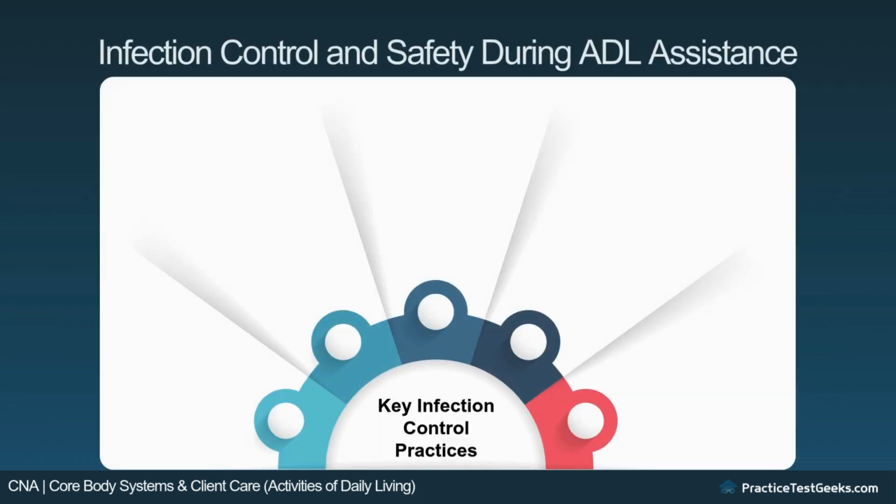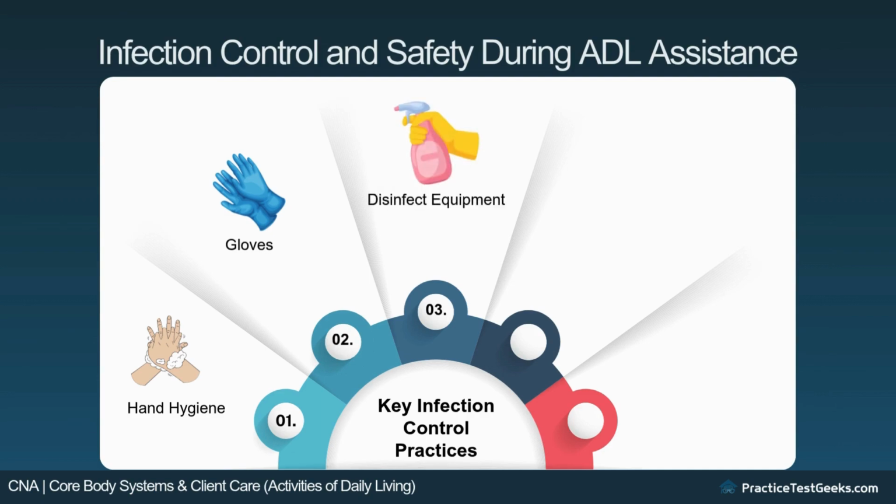Key infection control practices. 1. Hand hygiene. Wash your hands before and after assisting with ADLs to prevent cross-contamination. 2. Gloves. Wear gloves when assisting with feeding, toileting, or when there is contact with bodily fluids. 3. Disinfect equipment. Clean and disinfect any tools or surfaces after assisting with ADLs. Example, bedpans, wheelchair trays.